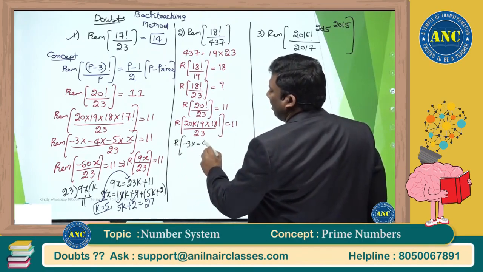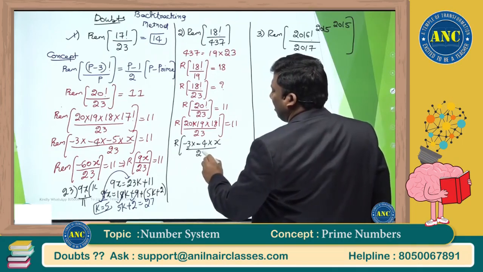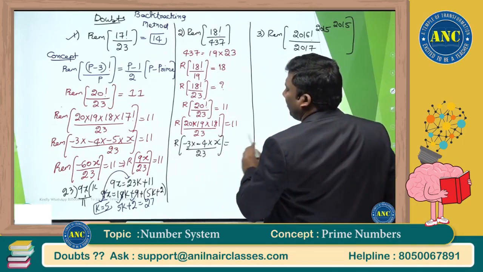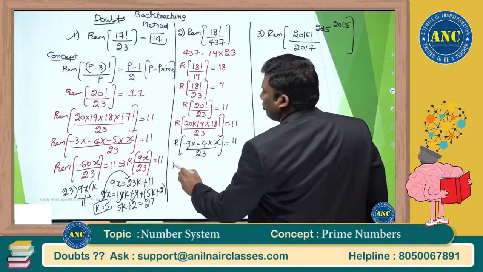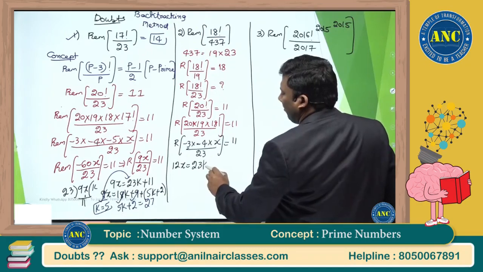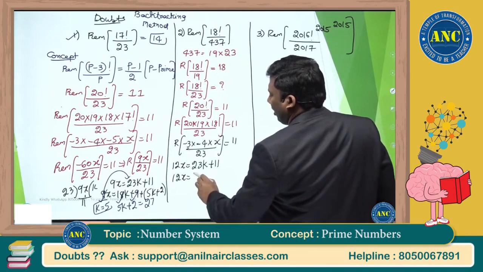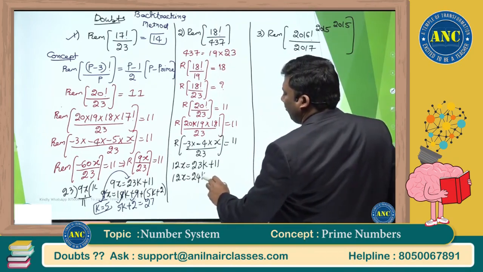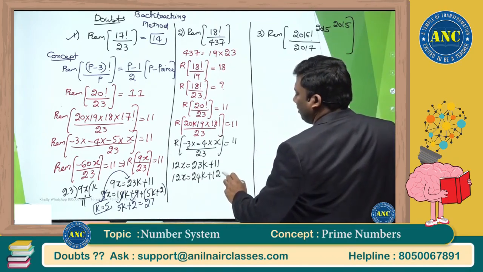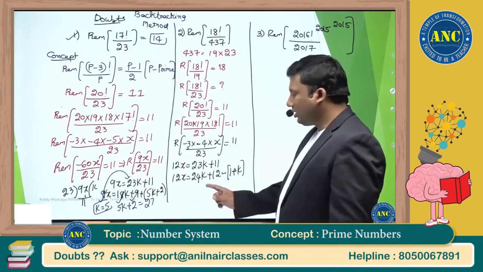23 ones are 23 minus 4. 18 factorial divided by 23 is 11. So when 12x is divided by 23, the remainder is 11. So 12x can be written as 24k plus 12, minus of 1 plus k.